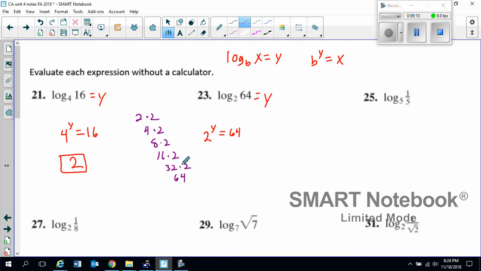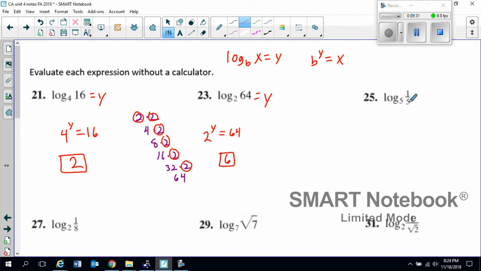So let's see, that took 1, 2, 3, 4, 5, 6. So it took me multiplying 2 together to itself 6 times. And so that's what the exponent power would be there. So 2 to the 6th power, 64, and we're done.